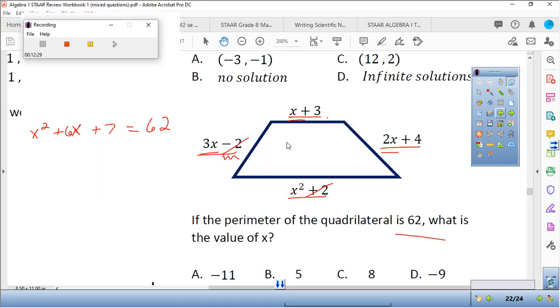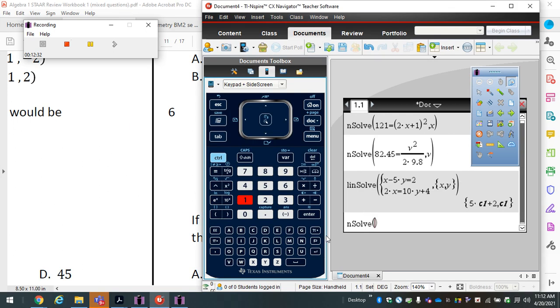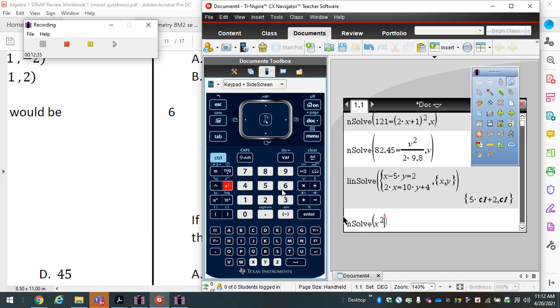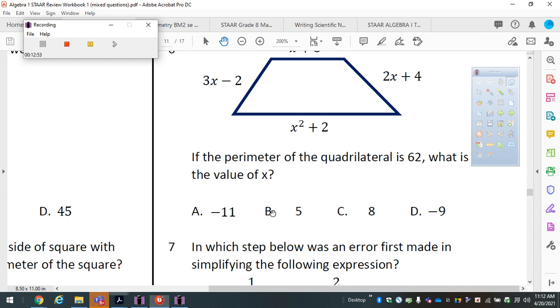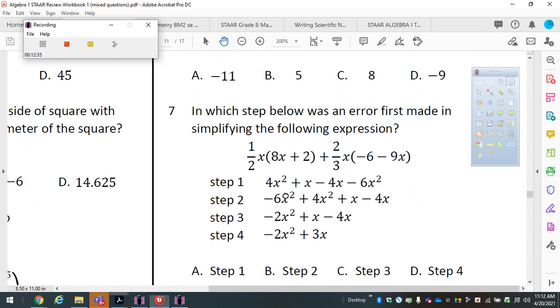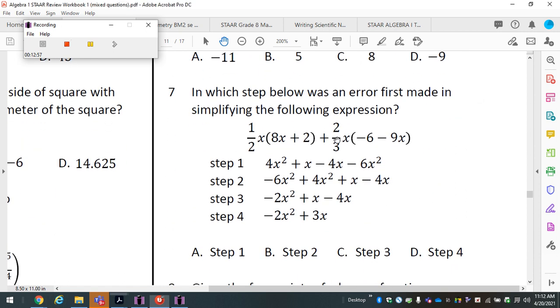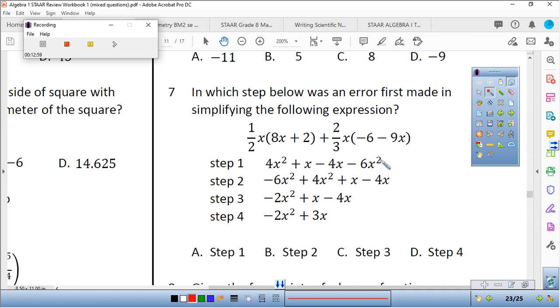Okay, how did I know the answer is 5, guys? There's an equal sign and one variable: x squared plus 6x plus 7 equals 62. Now we do comma x, 5. What's the value of x? 5 is your answer. So where you observe the mistake, this is a STAAR test question, is where it's at.